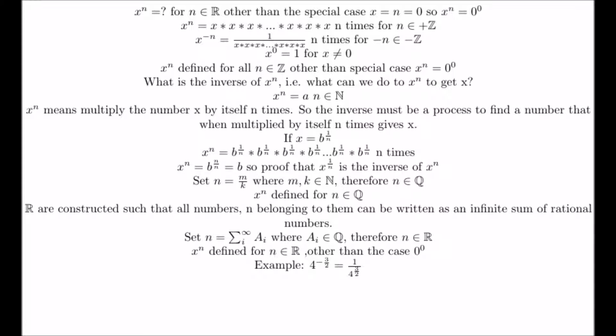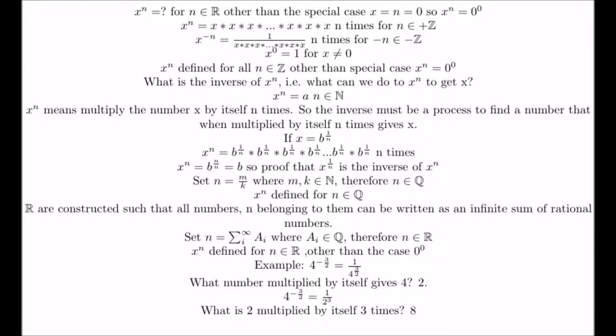So let's figure out what 4 to the power minus 3 over 2 is. Well, first we know that the minus just means 1 over the whole thing. Let's do that to get 1 over 4 to the power 3 over 2. Now we know the over 2 bit means what number multiplied by itself gives 4. But I think you can probably tell that 2 multiplied by 2 is 4. So we can now get 1 over 2 to the power 3. What is 2 multiplied by itself 3 times? Well, 2 times 2 times 2 is 8, so the answer is 1/8.